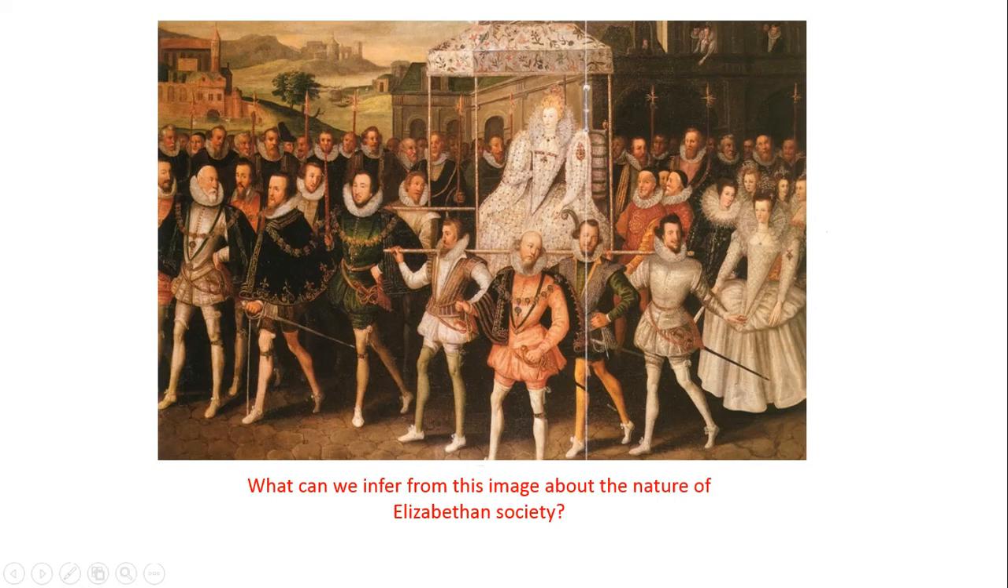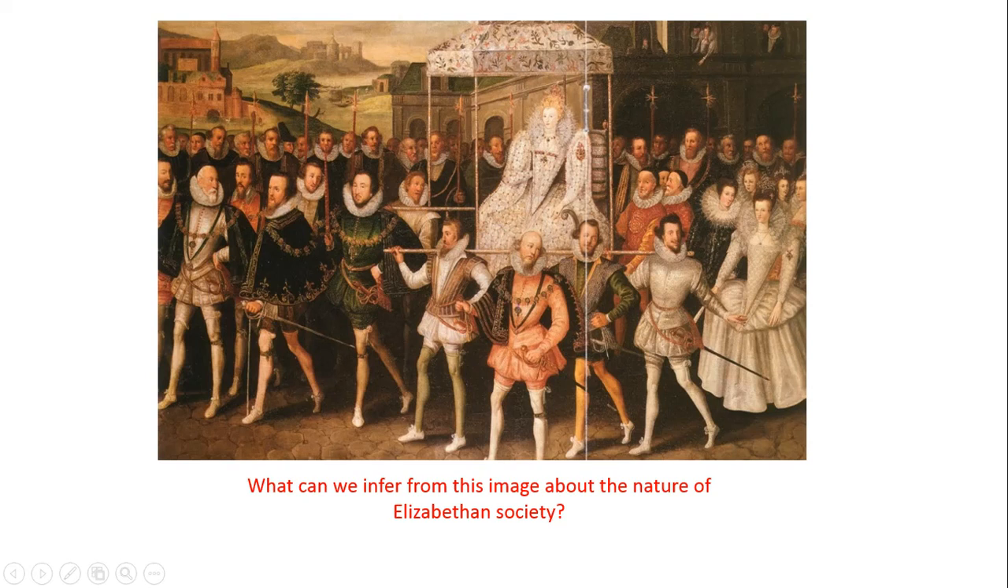Okay, welcome back. Let's think about some of the things that you may have inferred from this source. Well, we could certainly infer that the Queen is incredibly important. Look where she is in the center of the image. Look at the way she's been painted. Look at the way the light shines on her. We could also infer that wealth and power are incredibly important in Elizabethan society. Look at the way the people around her are dressed. Look at the way she herself is dressed.